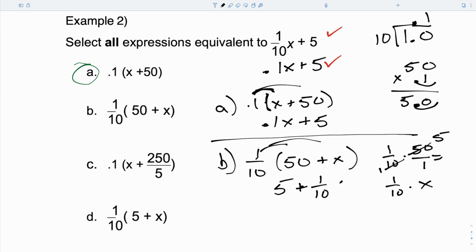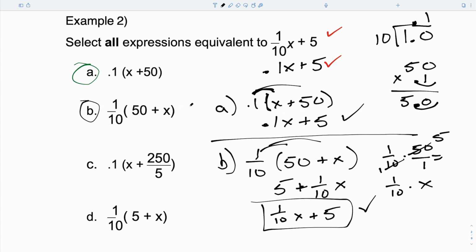It's just 1/10 x. Does this match the top one? Taylor, does this match the top expression? But it's flipped around. We could still flip it. You're right. So we could flip this and make it look kind of like that to match it. And that one checks off as well. So far, we have 2 correct answers.